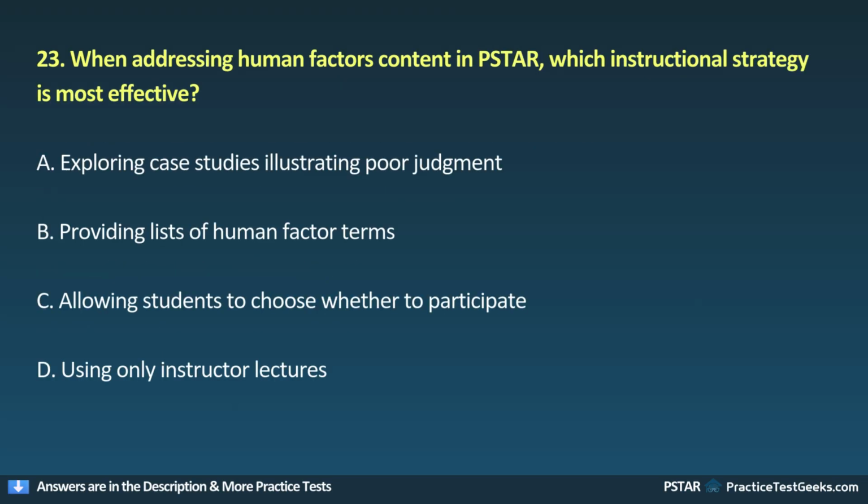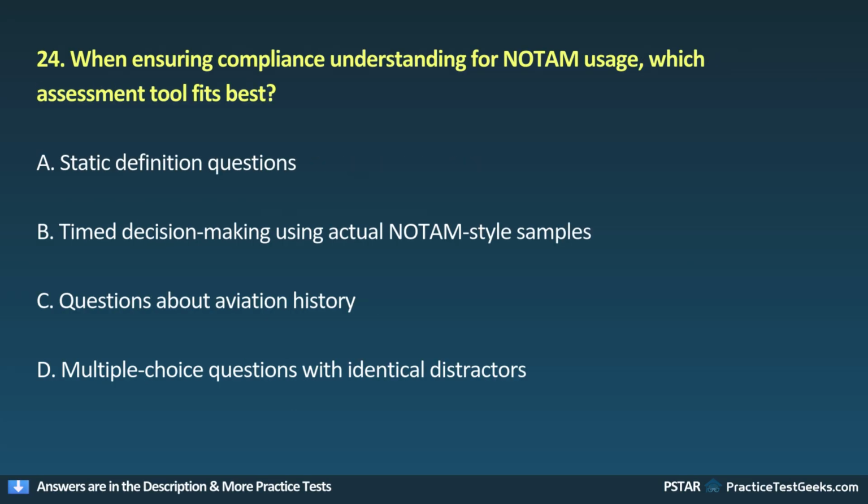23. When addressing human factors content in PSTAR, which instructional strategy is most effective? A. Exploring case studies illustrating poor judgment. B. Providing lists of human factor terms. C. Allowing students to choose whether to participate. D. Using only instructor lectures.